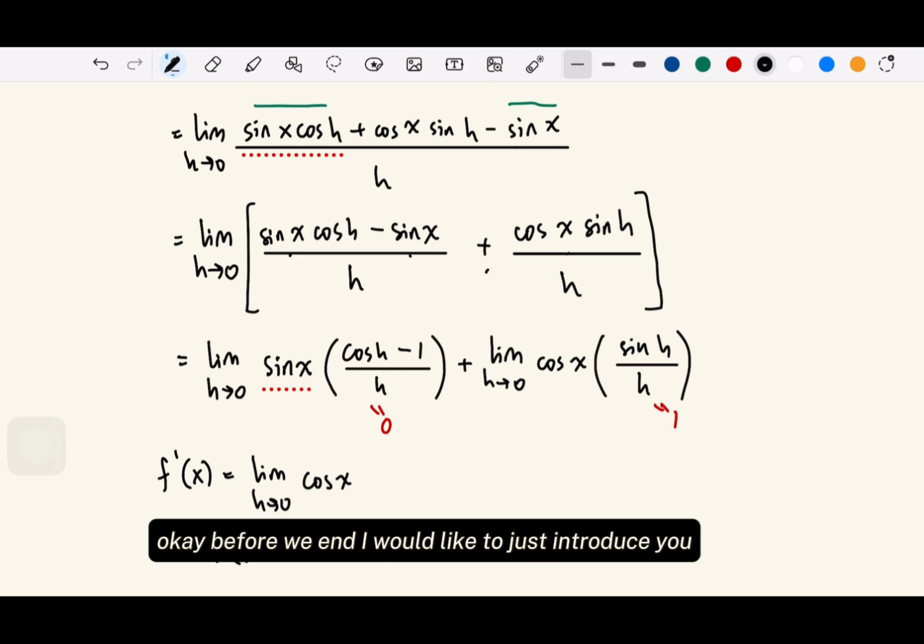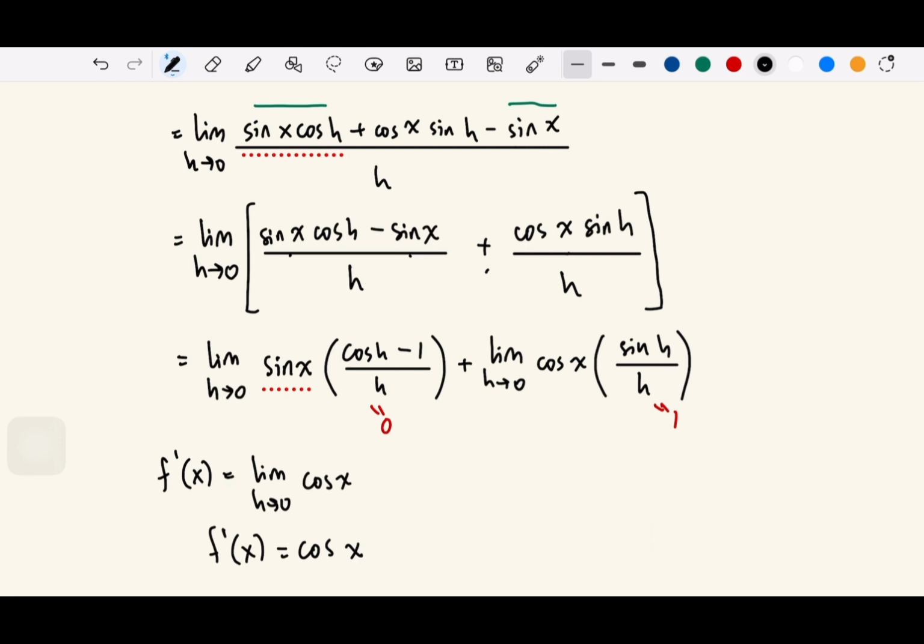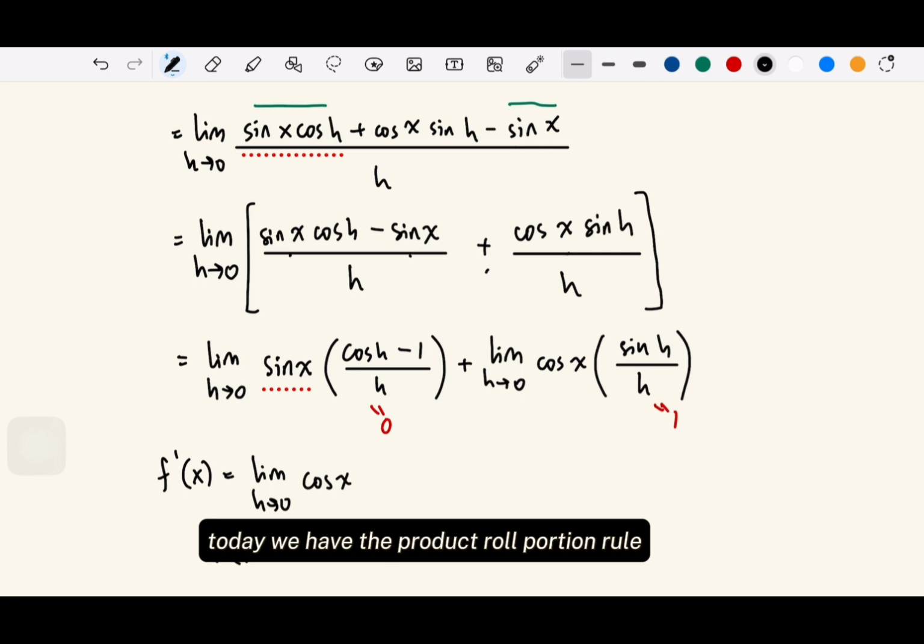Okay, before we end, I would like to just introduce you to the last one for today, which will be the chain rule. The chain rule. So I think today we have the product rule, the quotient rule, the trigonometric and exponential derivatives, and the last thing is the chain rule. So this is most of the theory for the differentiation techniques for today's part, and we can review on Thursday. Also your TA will review, and you will have more exercises.